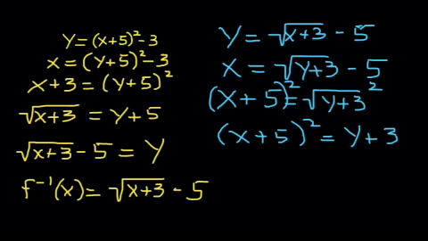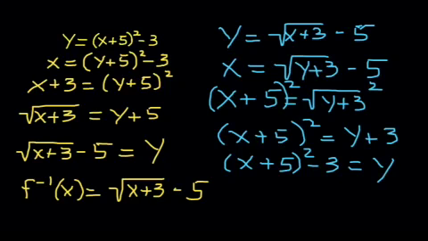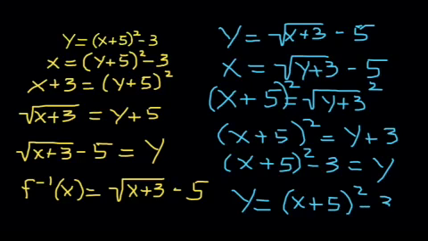I could go ahead and multiply out the polynomial x plus 5 squared, but I don't need to do that because I can see that I'm going in the right direction here. I'm just going to move the 3 over and subtract it. It's equal to y. And if I just turn the whole equation around, y is equal to x plus 5 squared minus 3, which is exactly the equation I started with when I took the inverse of the quadratic.